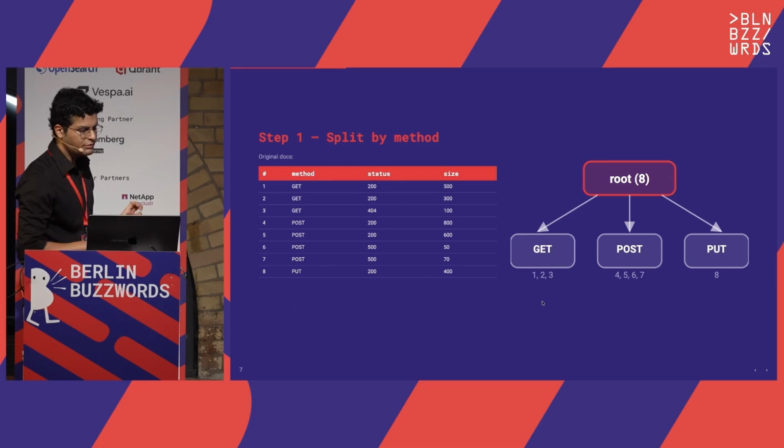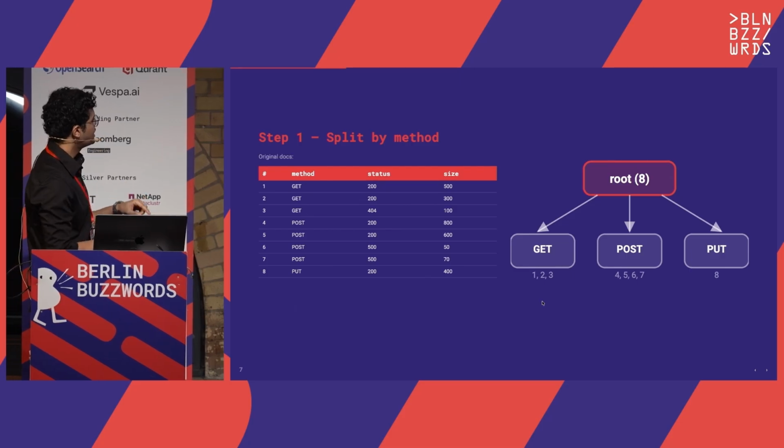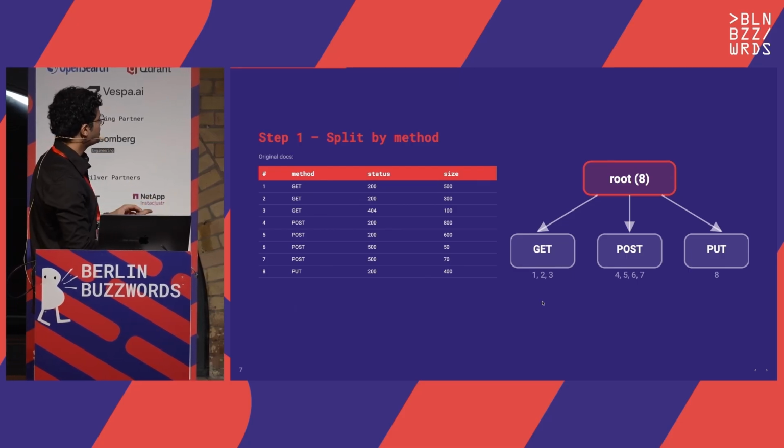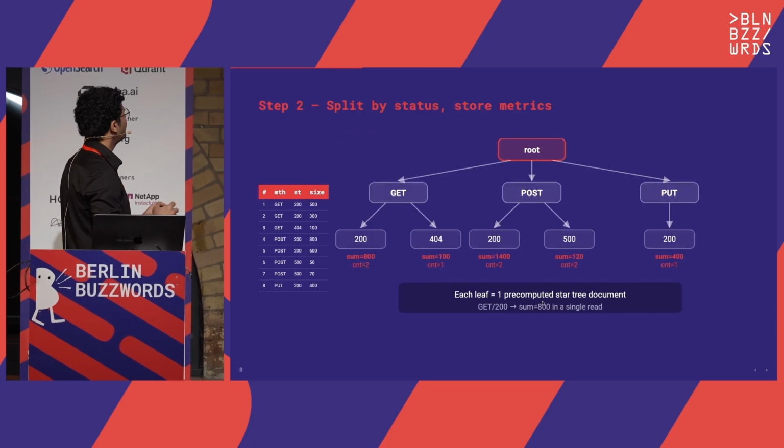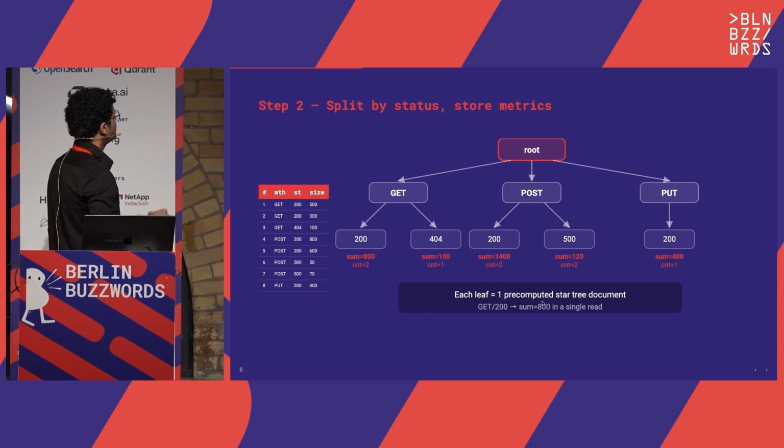Now remember we had 2 dimensions, right? Method and status. In the first level, we are just grouping by the first dimension, which was method. Now, step 2 would be to split by the status and then store the metrics. So we have a root node, we have get, post, and put. This is the same as before.